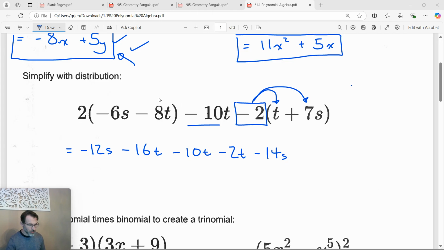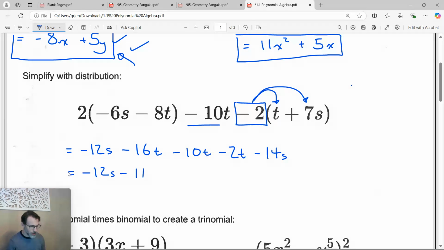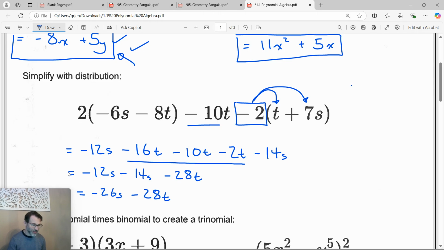So we've done our distributions in both cases, and now it's time to collect like terms. So I might group the s's first, 12s minus 14s. And then I notice all these are already grouped. So let's go. That's going to be minus 28t. And then I just put those s's together, minus 26s minus 28t. Okay? This is all we're doing, is tidying things up and getting all the stuff in the same place.